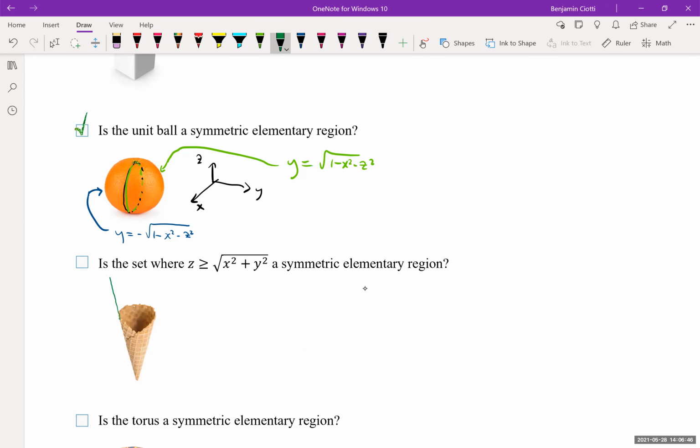Yeah, it would not be a symmetric elementary region because if you drew, say, a vertical line through it, it would intersect in 1, 2, 3, 4 points. But it's possible to chop it up into a bunch of pieces that are.